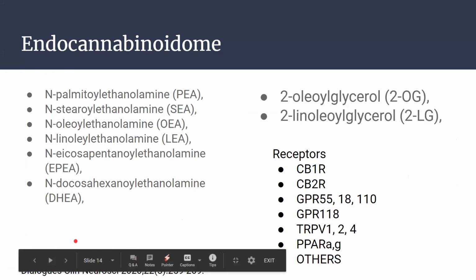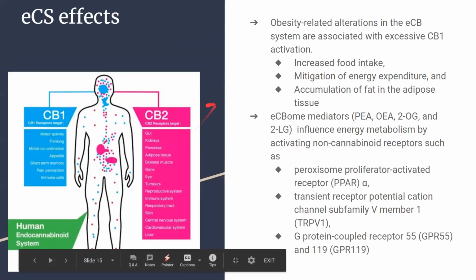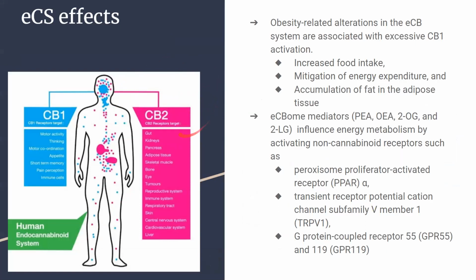Okay, so this is the extended endocannabinoid system. Now, how does this affect obesity? This was the research paper. In the same paper, it was said that obesity-related alterations in the endocannabinoid system are associated with excessive CB1 activation. Obesity actually causes CB1 activation because of continuous food intake, there is upregulation of the endocannabinoid system, and this upregulation actually increases the food intake because it stimulates the appetite.